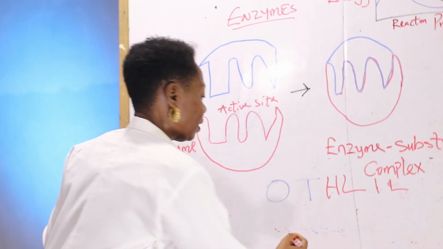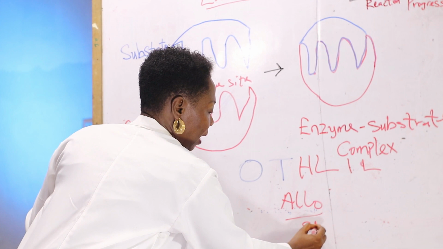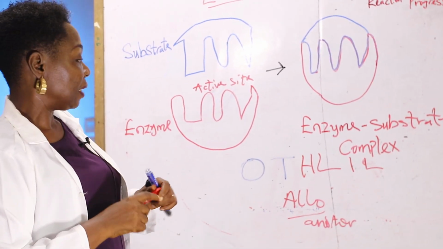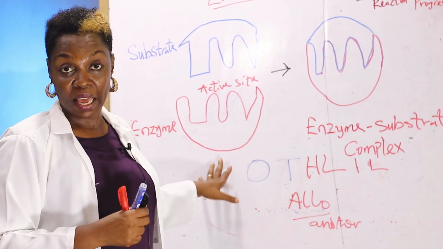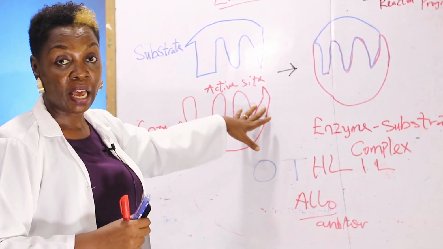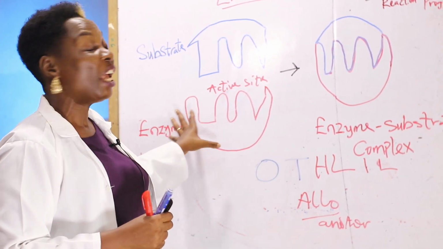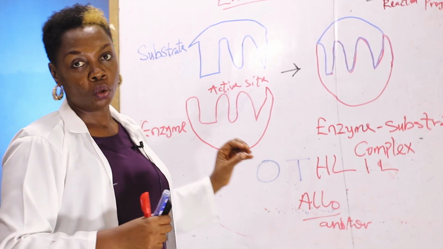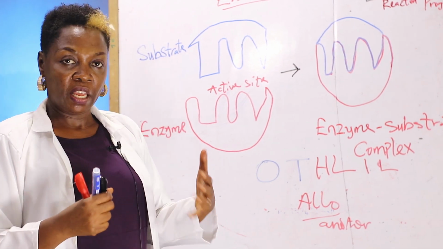Then another way enzymes can be regulated is through allosteric modification. Now, the word allosteric is from the root word allo, which means another. So what happens is that these compounds bind to another site on the enzyme apart from the active site. Now what they do is that when they bind, they change the sensitivity of the enzyme to the substrate. In other words, they modulate the activity of the enzyme.